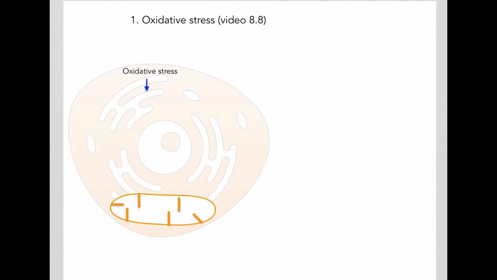Now, one reason why we like to talk about this programmed cell death is because it's due to oxidative stress. We talked a lot about oxidative stress in video 8.8, and there are many diseases that are associated with oxidative stress. So this is an area that is extremely important for healthcare workers. So when a cell experiences oxidative stress, one of the things it can do is die by oxieptosis.